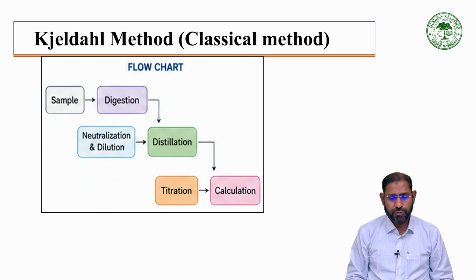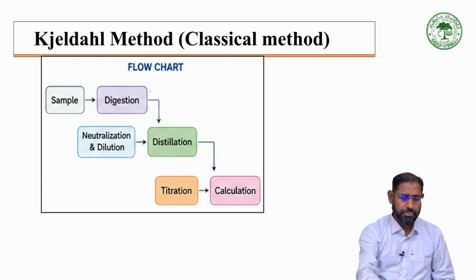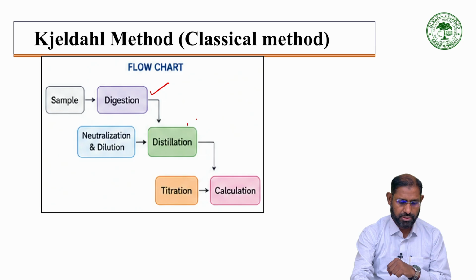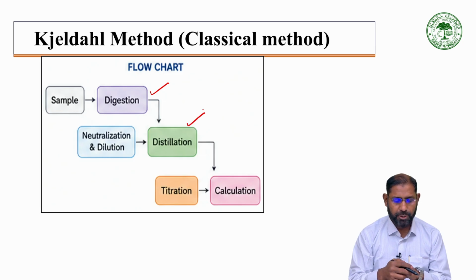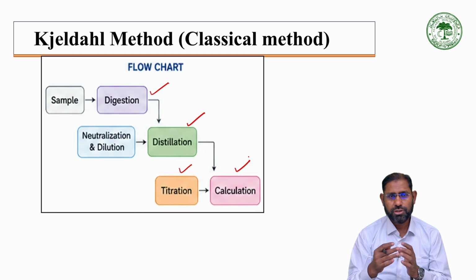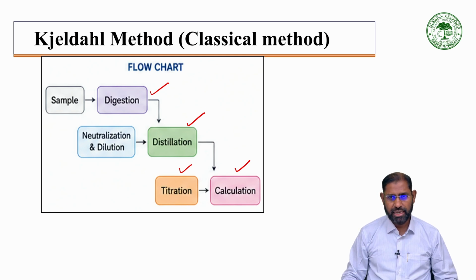And what is the flow chart of this method? First, we take the samples, then we digest the samples. Then we perform distillation with the help of neutralization and dilution of the sample with buffer or solutions. Then we perform titration and then we go for the calculations. So this is the flow chart for the Kjeldahl method. It's also called the classical method.